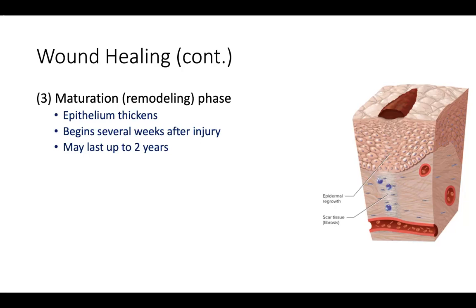This happens obviously after the proliferation phase, so it'll start kind of 2 to 3 weeks after an injury, depending on how severe the cut is. So say if you've had surgery and it's a pretty deep cut, it can take up to 2 years to actually complete the process of remodeling the skin. So if you had surgery less than 2 years ago, that area of your skin might actually still be remodeling itself and kind of thickening that epithelial layer.